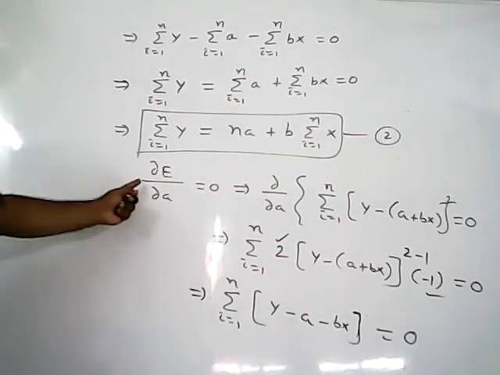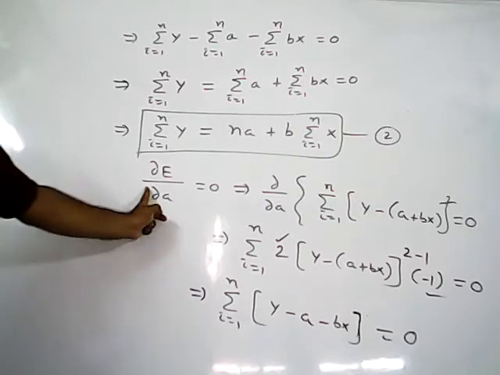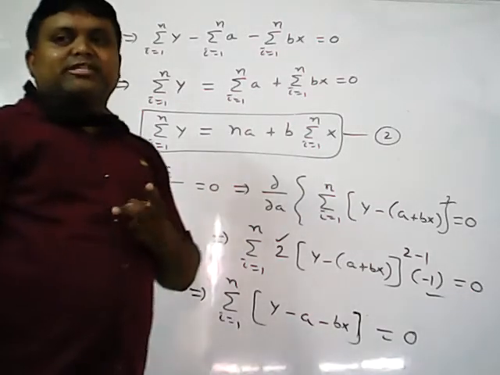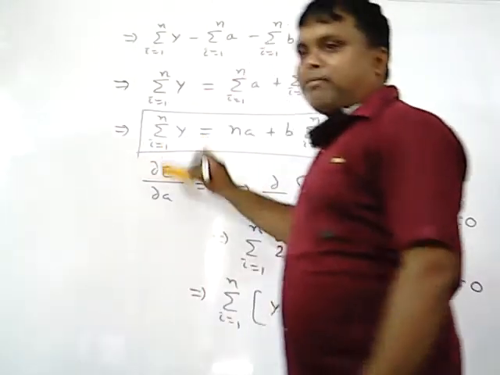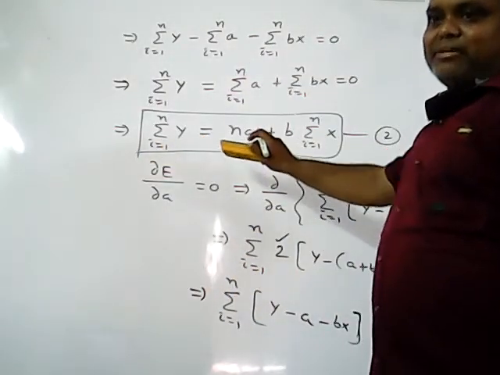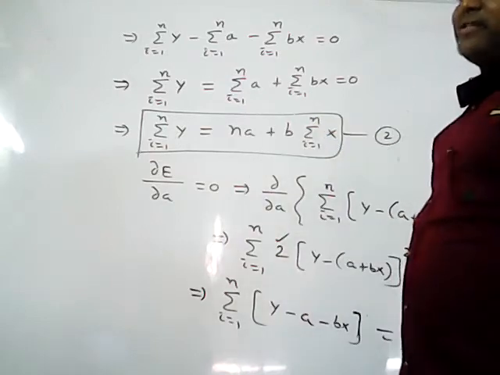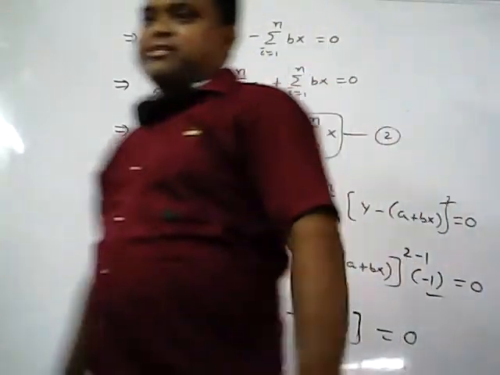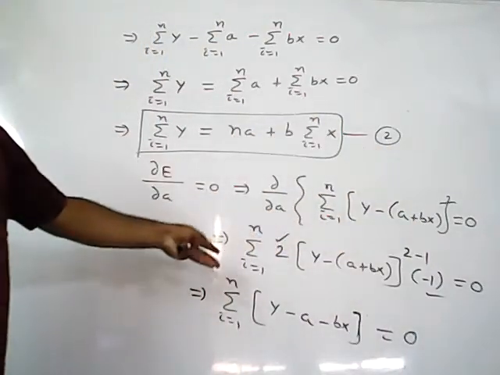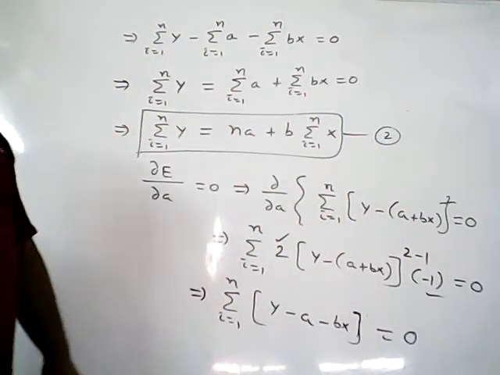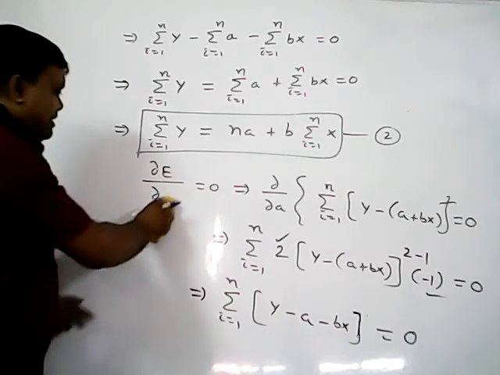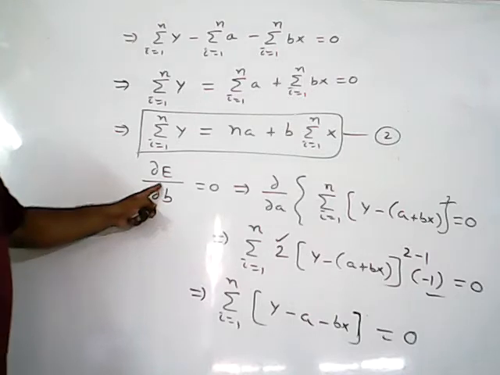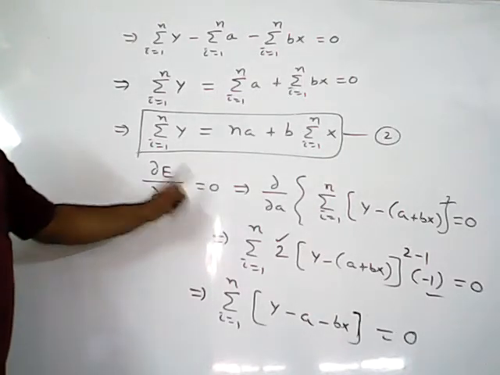So now dou e by dou a is completed. Next, what you have to do? Dou e by dou b equal to 0, because two constants are there. Dou e by dou a we have already completed, and we got summation y equal to na plus b summation x. Now you have to do dou e by dou b equal to 0. Same concept as before; you only have to simplify dou e by dou b. So I will change it here to dou e by dou b equal to 0.